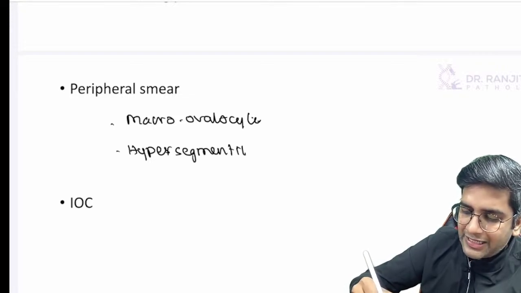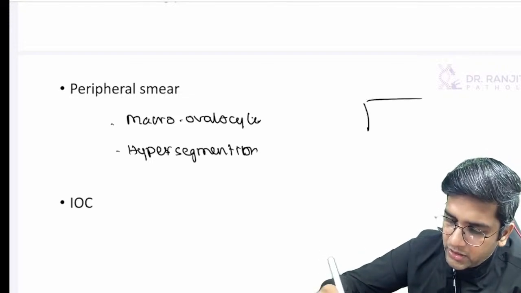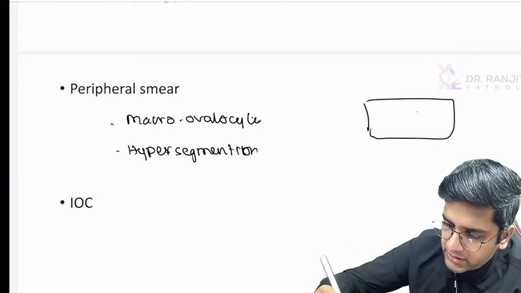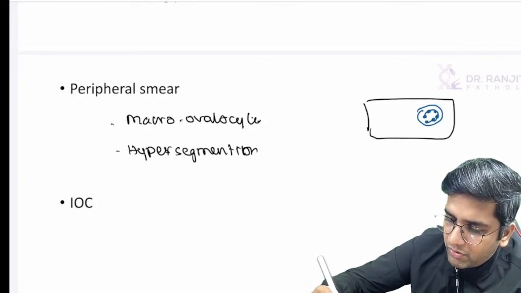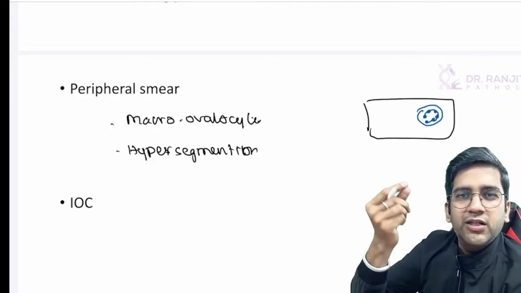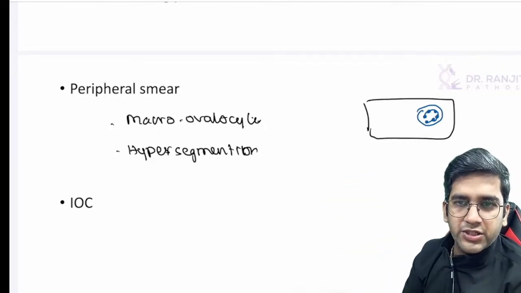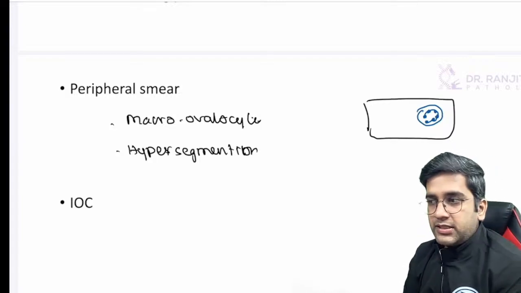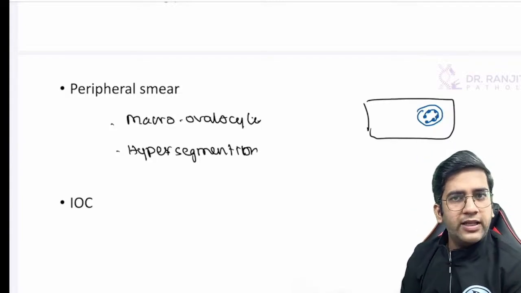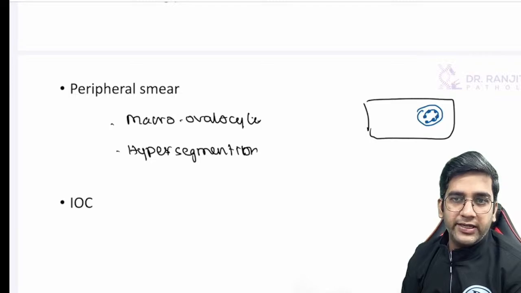Hypersegmentation is a very classical or specific finding, right? You can draw a WBC neutrophil with multiple lobes. Even a single WBC with more than 6 lobes is definitely hypersegmentation, right? It looks normal, because the hemoglobin and cytoplasm look normal, MCH is normal, MCV alone is elevated, fine?